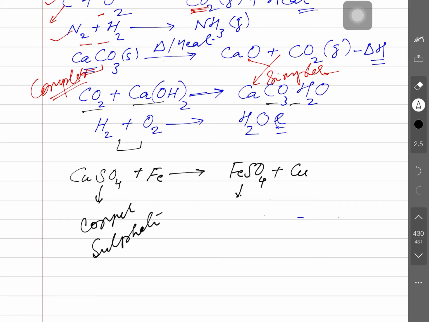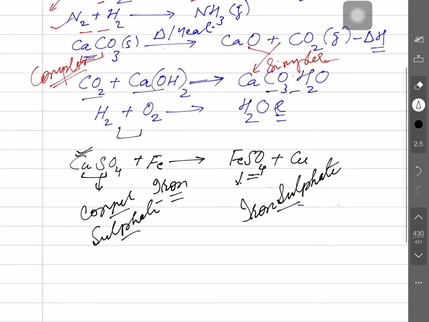Copper sulfate. And this is called iron sulfate. Is that clear? It's copper sulfate, it's iron sulfate. This is iron. So what can we observe in this chemical reaction? We can see that in this copper sulfate solution, copper is a metal and it's combined with the sulfate. So copper sulfate is there. You may understand this chemical reaction.